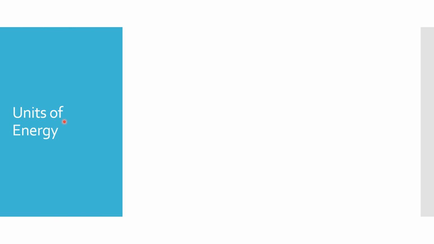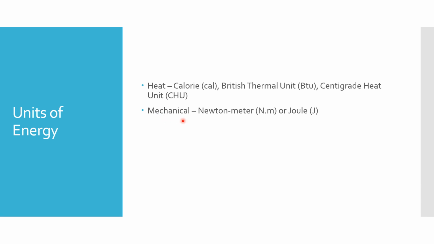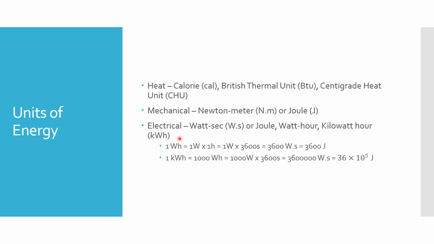Now let us talk about energy units. So there are various forms of energy, and various units are affiliated with those forms of energy. For example, we have heat energy, and to measure heat energy, we normally use units like calorie or British thermal unit or centigrade heat unit, or in most of the cases kilocalories, which is just 1000 calories. And then we have mechanical energy, and that is measured in Newton meter or joules. And finally, we have electrical energy, which is normally measured in watt seconds or joules, or they can be measured in watt hours or kilowatt hours. Chiefly they are measured in kilowatt hours.